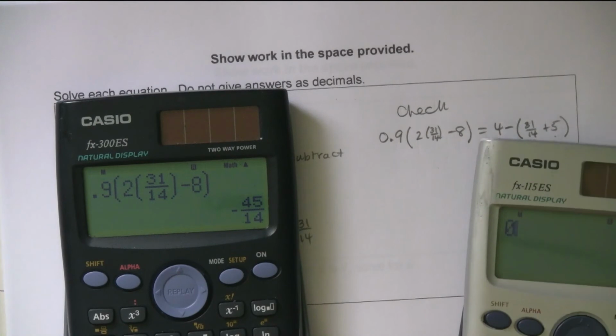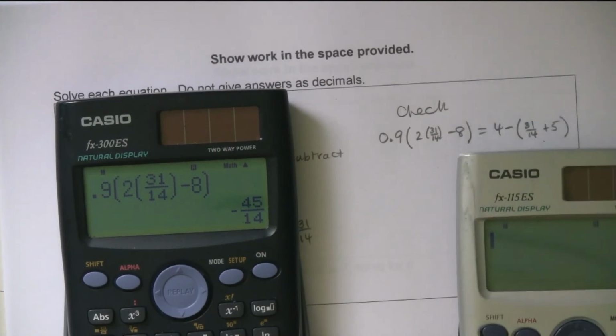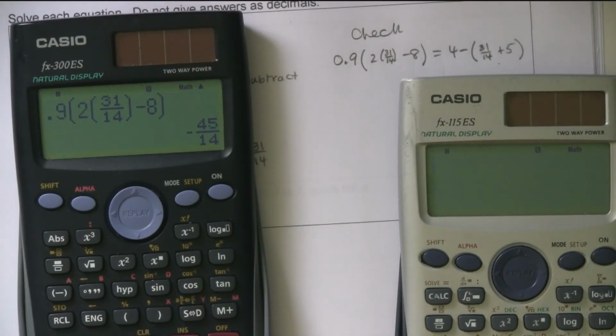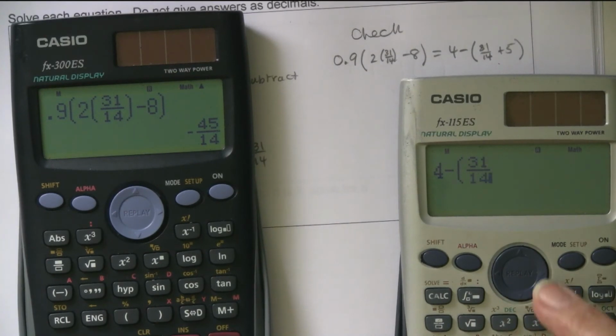All I care about is, are the two sides equal to one another? So this side over here I'll do with this calculator, 4 minus, of course you can just do them one at a time. And inside there I have fraction 31 over 14, and then what was it, plus 5.